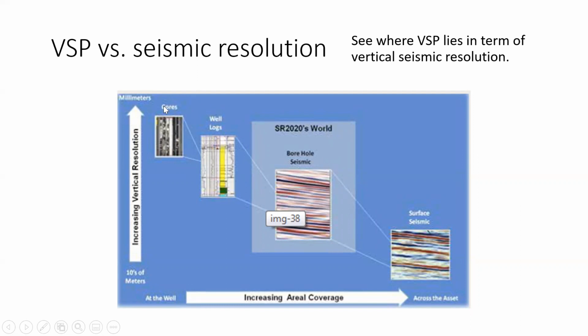These two methods have high resolution as compared to the VSP method, but both have very small lateral depth of investigation as compared to the VSP method. While the surface seismic method has high area coverage, it has lower resolution as compared to the VSP method. But VSP lies in between surface seismic and well logs with respect to resolution.